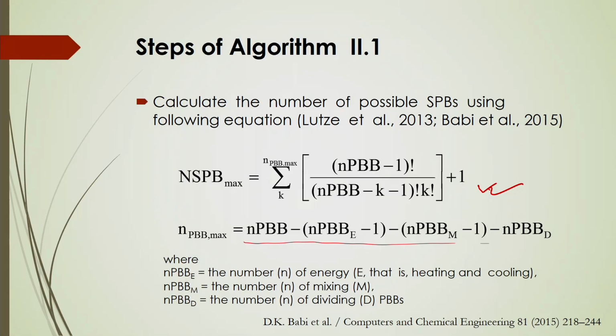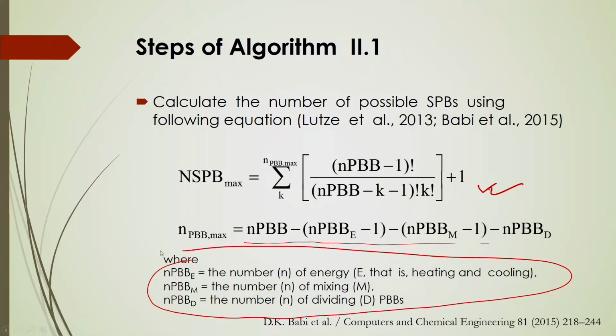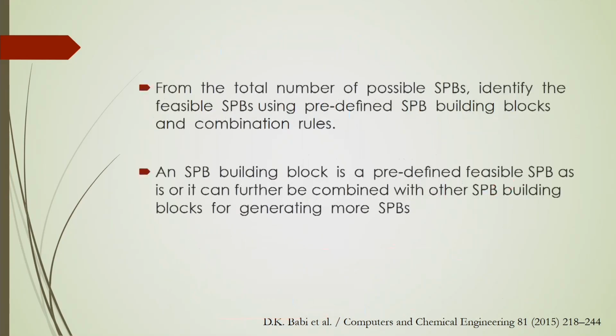What is this n_PBB_E? n_PBB_E is the number of energy, that is heating and cooling like this, and n_PBB_M is the number of mixing, you can say phenomena based building blocks of mixing, and n_PBB_D is the number of phenomena based building blocks for dividing. So these are the parameters that you have to use to calculate the number of simultaneous phenomena based building blocks to maximize it.